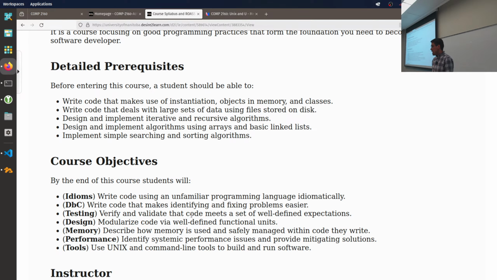We're going to be learning C. That's not the point of this course. This is not a C course, but we're going to be learning C, and I want us to be able to learn how to write C idiomatically.